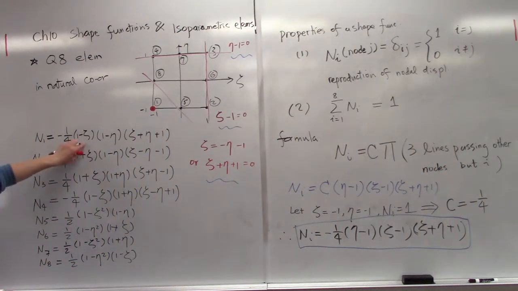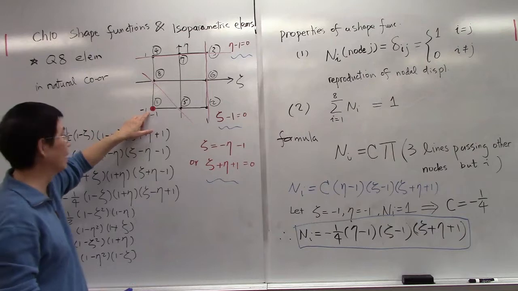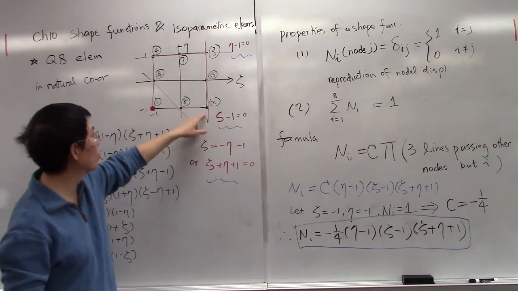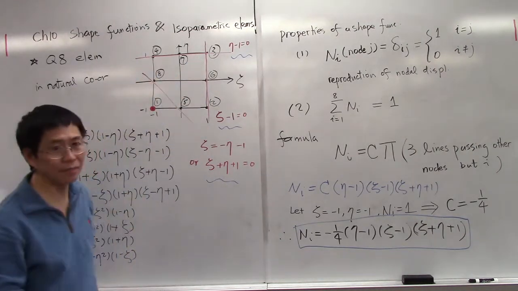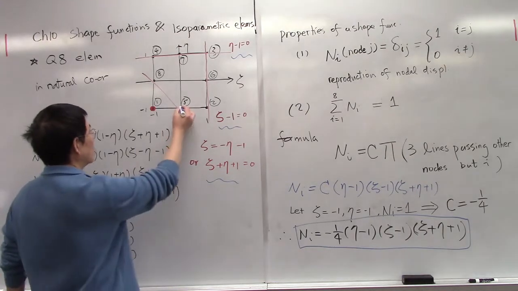Which is exactly that one. And of course, once you know how to derive for this corner one, you can do the same for this one, and that one, and that one, okay? Now, let's pick a mid-edge one, this one.